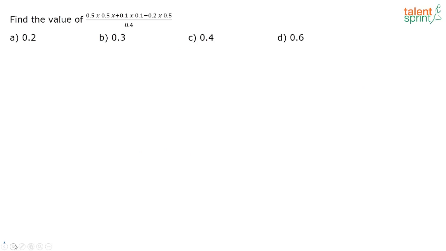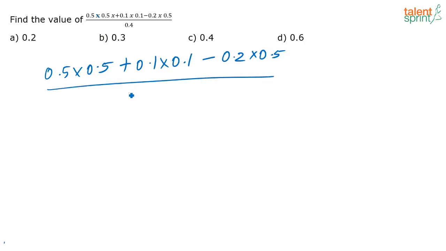Next question. So the next question is there on your screen. See, this is actually multiplication symbol, okay? It's not x. Don't mistake it for x. So what they have given us, see 0.5 into 0.5. The question is this, plus 0.1 into 0.1 minus 0.2 into 0.5. This is the question, divided by 0.4. Yes.